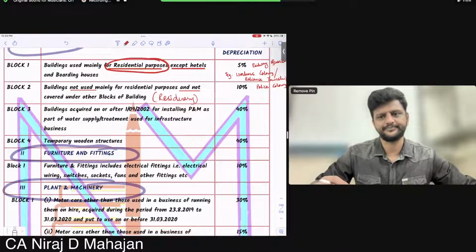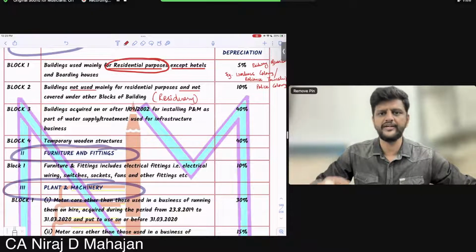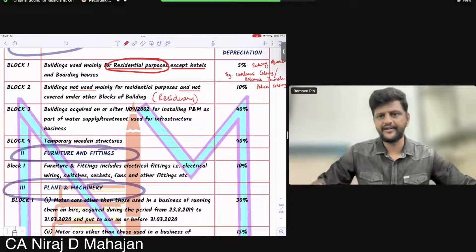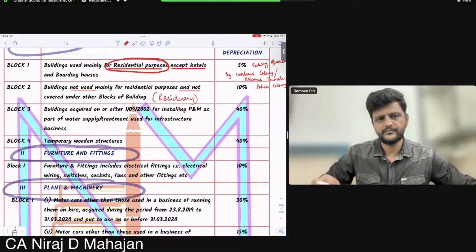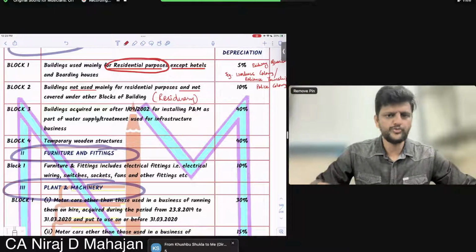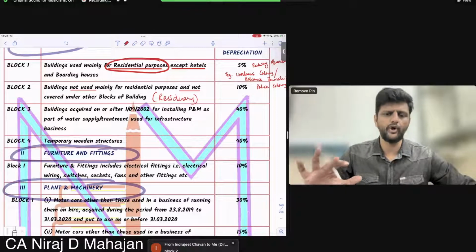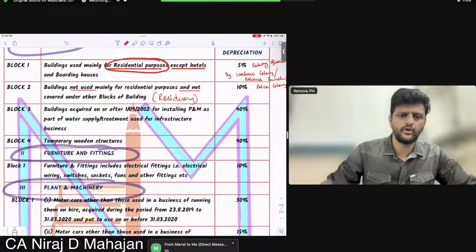Acha. So let me ask you, factory building, what is the rate of depreciation? Which one will you put? 5, 10, 40? Where will you put factory building, bachcho? Khushbu, we don't use a factory for stay. We don't use a factory for residence purpose. Factory building. All of you, do you understand what is a factory building?